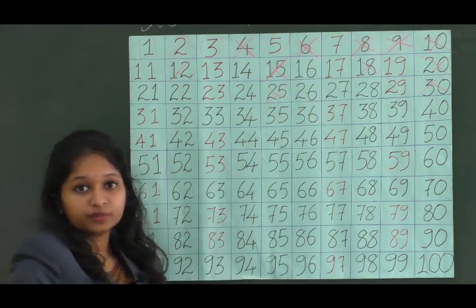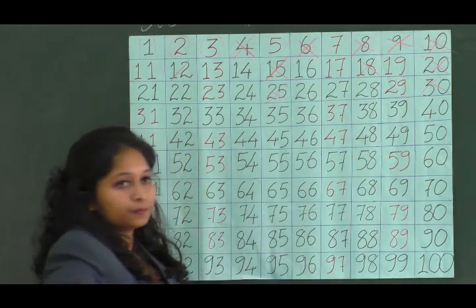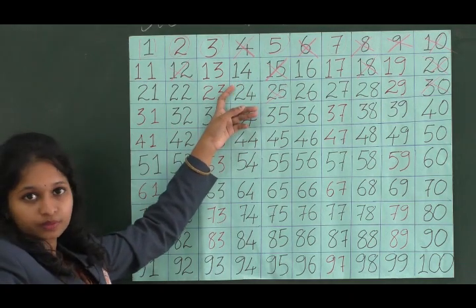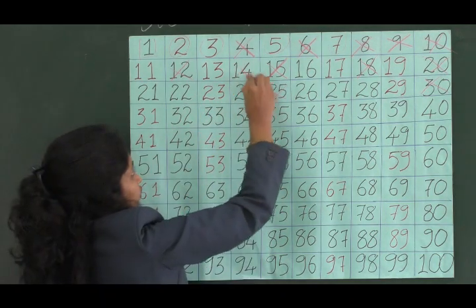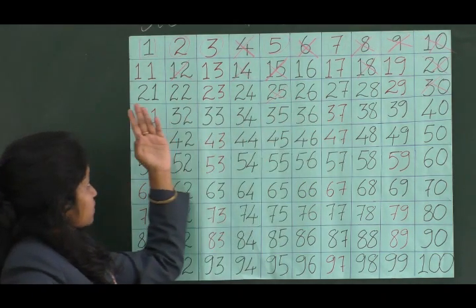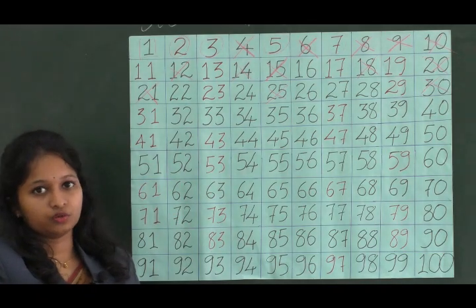Next, the prime number is 7. So encircle 7 and then multiples of 7. First multiple is 14. We'll cut it. And then second multiple comes as 21 and so on. The process will go on.